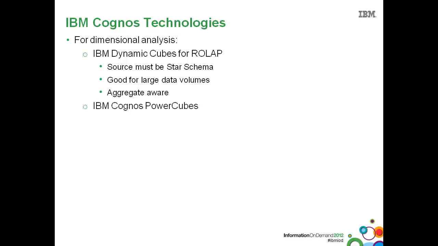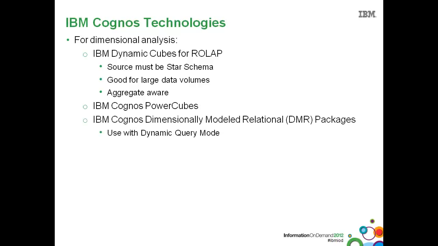We also have IBM Cognos Power Cubes, which are tried, tested, and true, and is an OLAP technology. And then we have our OLAP-like technology, which is IBM Cognos Dimensionally Modeled Relational, or DMR. And these packages are recommended to be used with dynamic query mode, so that they can also employ a better in-memory caching strategy as discussed with the dynamic cubes.